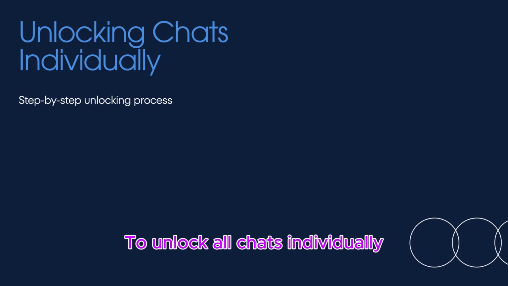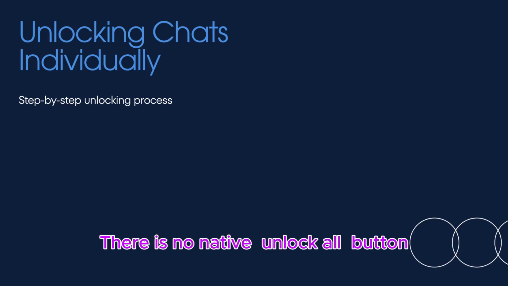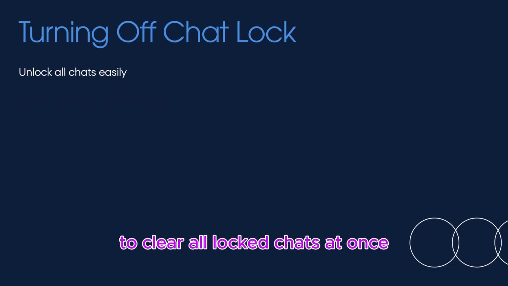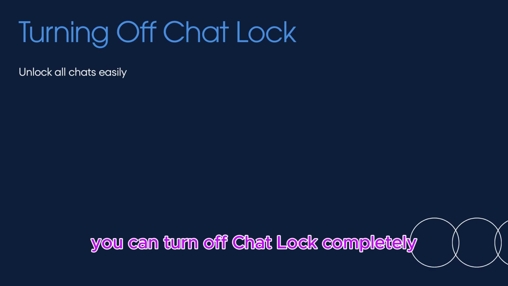To unlock all chats individually, you must open each chat and enter the passcode. There is no native unlock all button. However, to clear all locked chats at once, you can turn off chat lock completely.